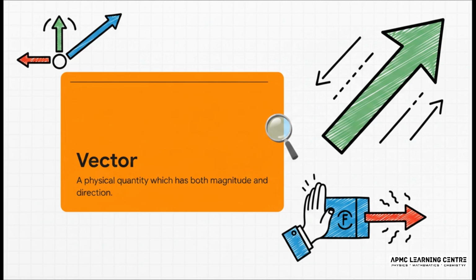See, a vector isn't complete unless you have both a magnitude and a direction. A great example is force. It's not enough to say you're pushing with 10 newtons of force. I mean, are you pushing up, down, to the left? You have to say which way.